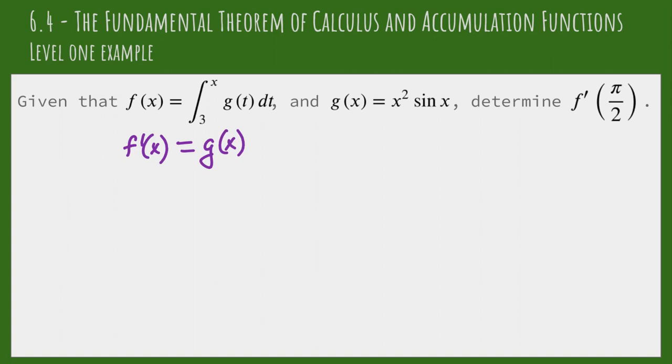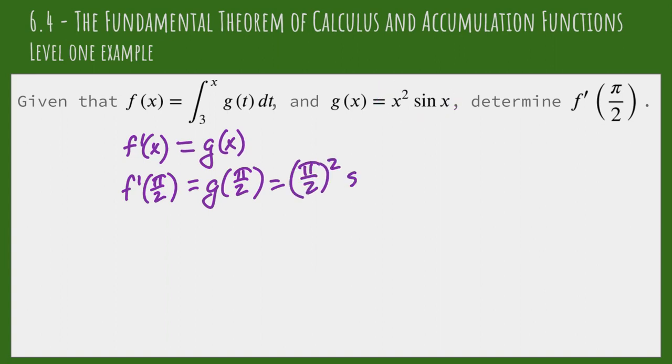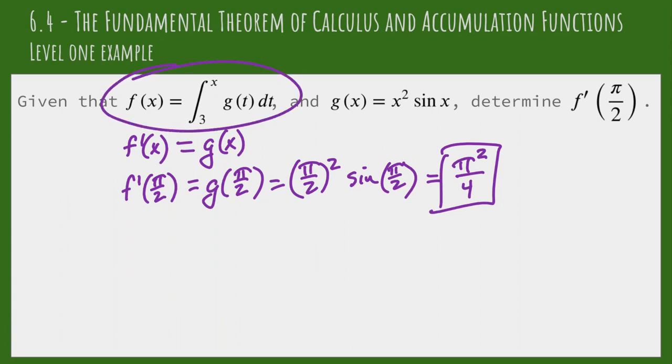And then using that, we can plug in the pi over 2. So f prime of pi over 2, which is what we're looking for, is going to be the same thing as g of pi over 2, which we can get just by plugging in here. So we have pi over 2 squared sine of pi over 2. And then we can simplify that as a free response question. We wouldn't necessarily have to, but let's go ahead and do that. Sine of pi over 2 is 1, and so we get pi squared over 4. Again, the key to all of this is recognizing that this accumulation function here, we can take the derivative of using the fundamental theorem of calculus, and then we go from there.